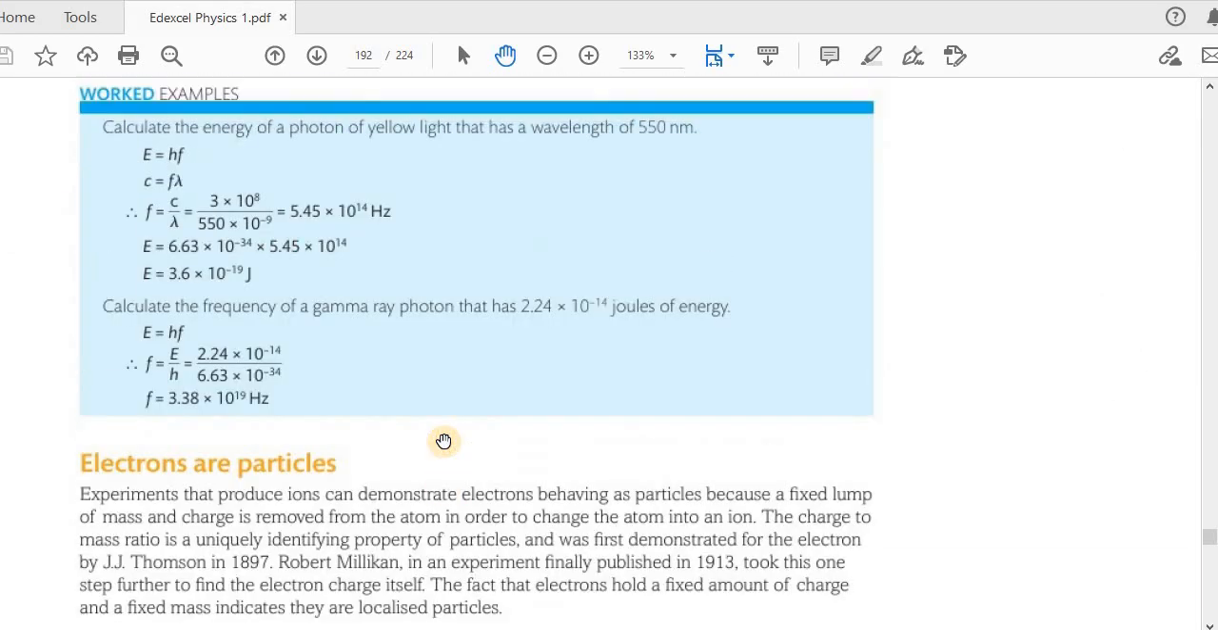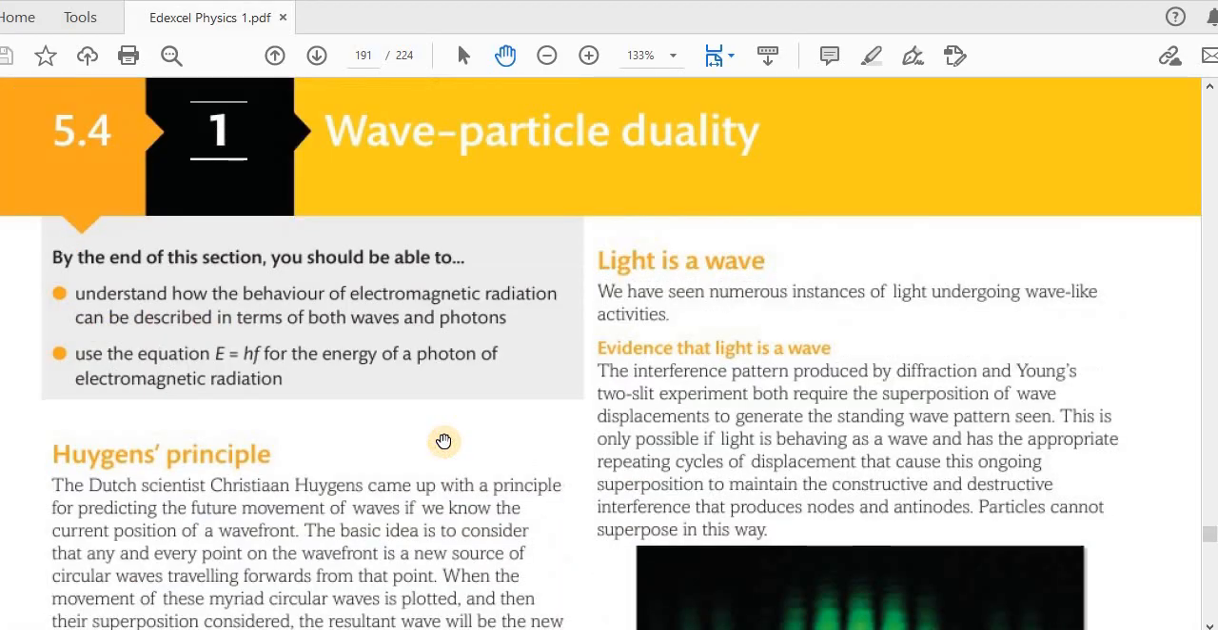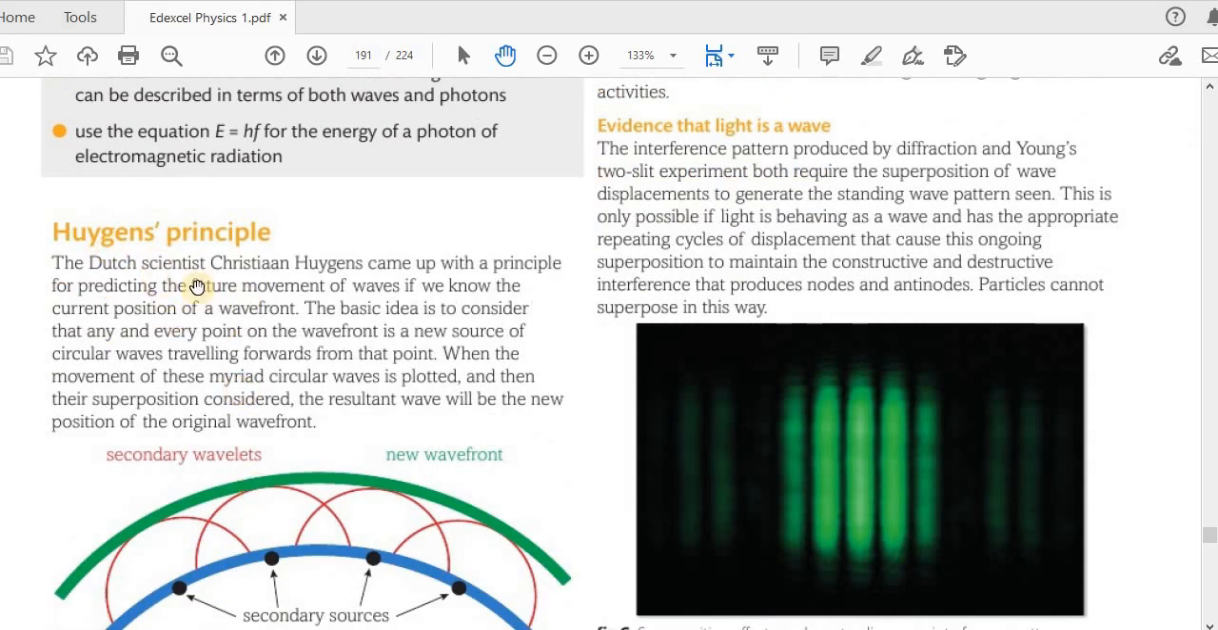Then let's go back. Okay. So by the end of this section, you should be able to understand these two. And we will see how to use this equation for the energy of a photon of electromagnetic radiation. Okay, so let's basically go through this again.